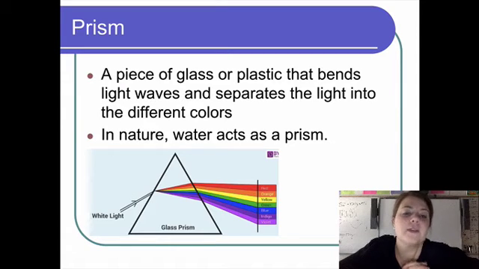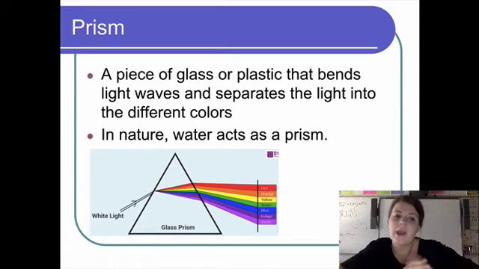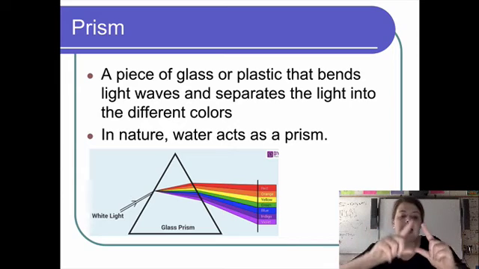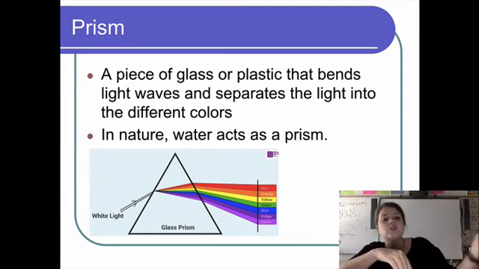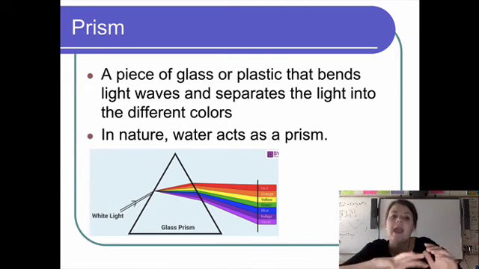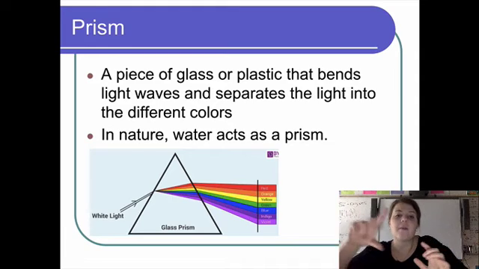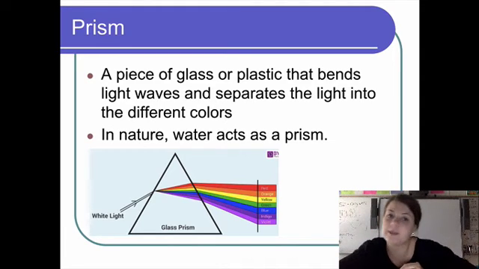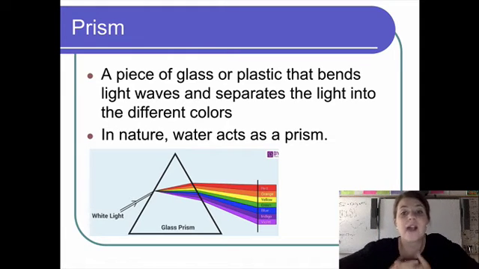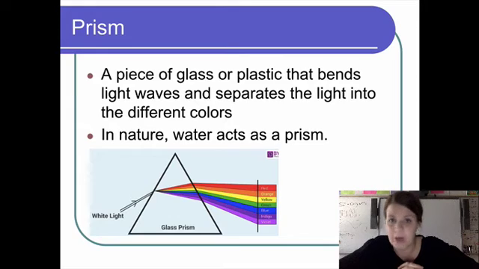So we can use a prism to separate visible light. You can take a glass prism and shoot white light through it, and out of the prism will come all of the different colors we just talked about: Roy G. Biv, red, orange, yellow, green, blue, indigo, and violet. In nature, water acts as a wonderful prism as well.